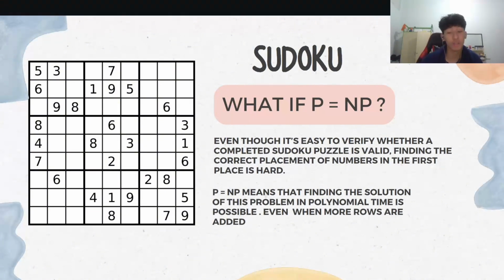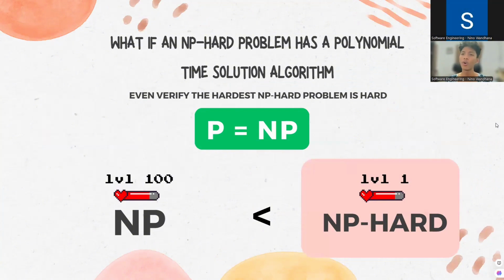While Sudoku provides a good example of an NP problem, it's important to note that the implications of P equals NP extend far beyond puzzles. NP-hard problems represent the peak of computational complexity, and solving them efficiently would revolutionize many fields. Now, what if an NP-hard problem has a polynomial time solution algorithm? What happens if we discover a polynomial time algorithm for an NP-hard problem? This would imply that P equals NP.